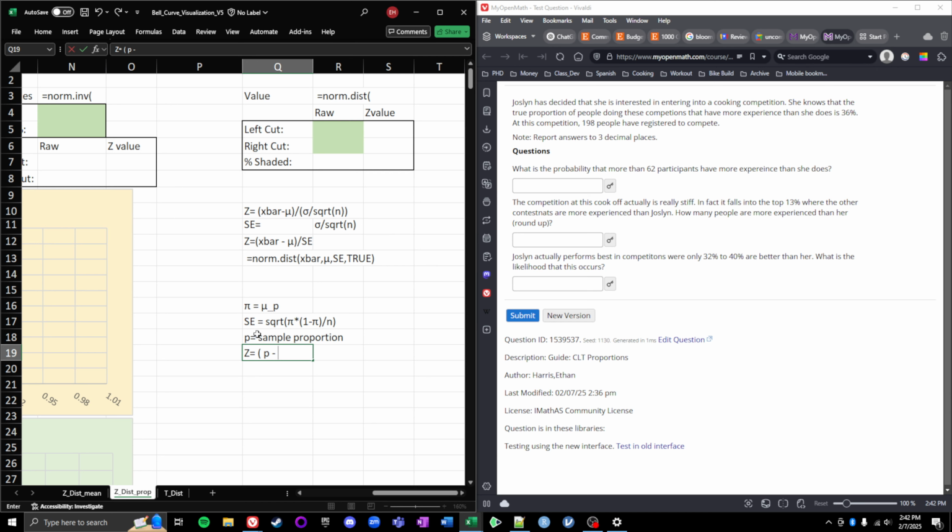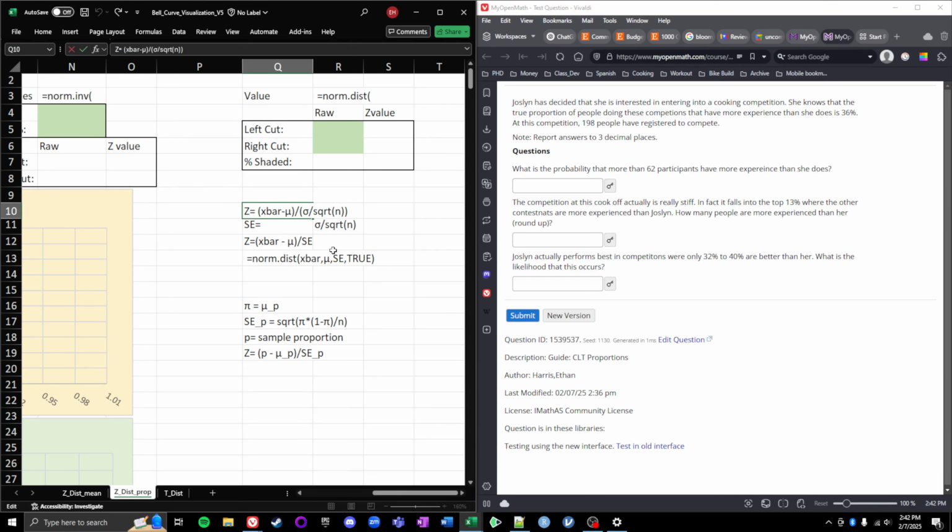And so when we write out our z equation now, we can say z is equal to p minus mu sub p divided by the standard error with respect to the proportions. So these equations really are the same. This is just x bar minus mu divided by the standard error.